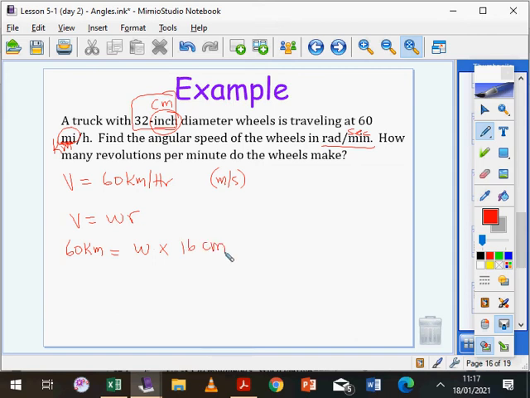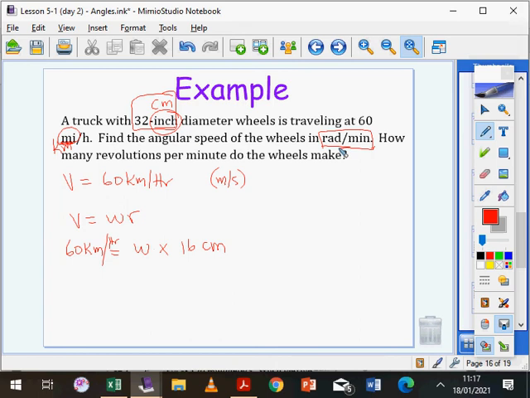Now I have units here. Sorry, this was kilometers per hour. I'll just put that there. I want to find my angular speed in radians per minute, so I just need to make sure that my units are consistent. I need to make sure that my kilometers are changed to centimeters, and my hour is changed to minutes because I want the angular speed in radians per minute. That way the units will be consistent.